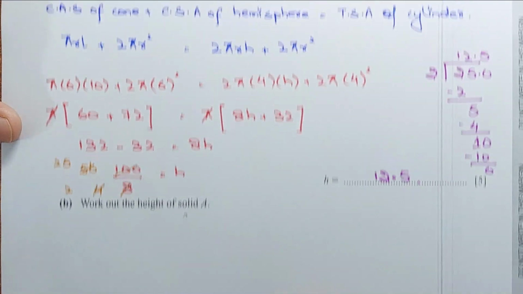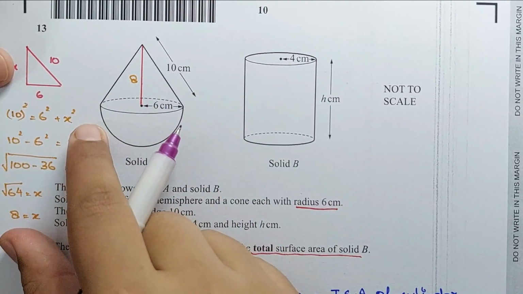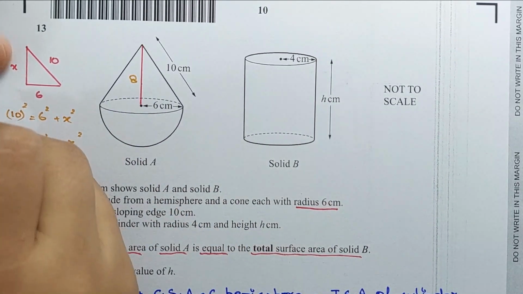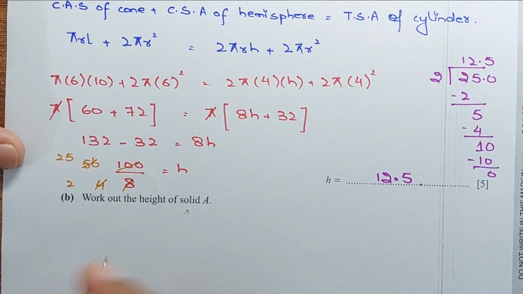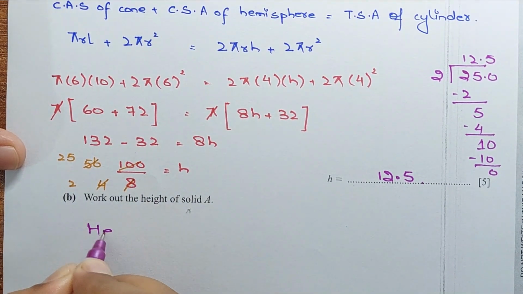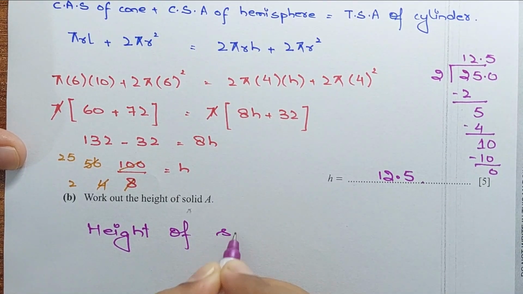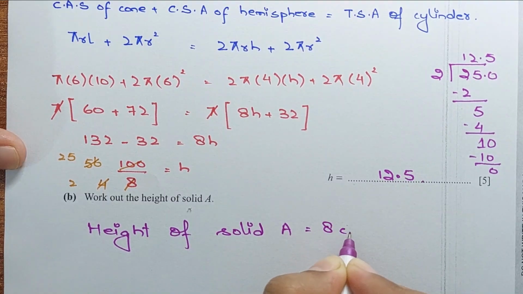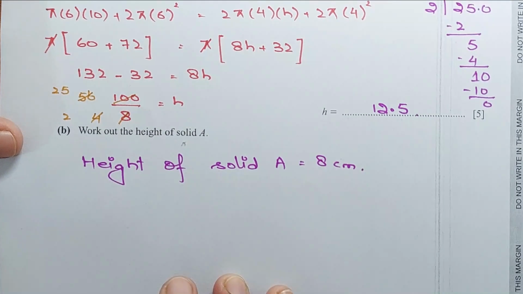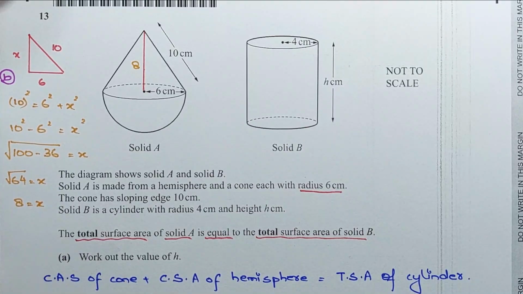Part B, work out the height of solid A, which we have already done in part A. So this working is basically for part B. We can say the height of solid A is 8 centimeters, so you have to do all this working in your part B.